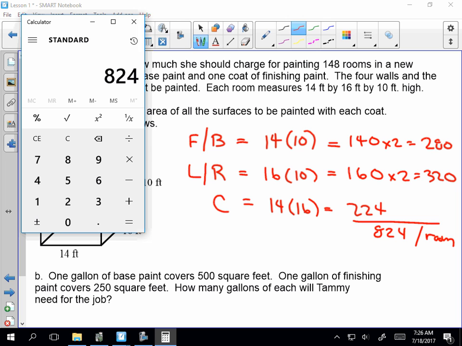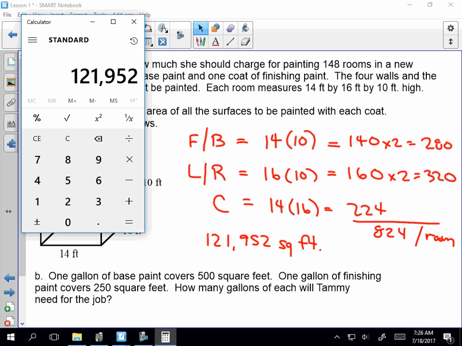Okay, we also have to understand that we're painting 148 rooms. So we need to multiply that by the 148 rooms. Okay, and we've got a lot of square footage that we are painting. We are painting 121,952 square feet. Okay, so those are our units there.